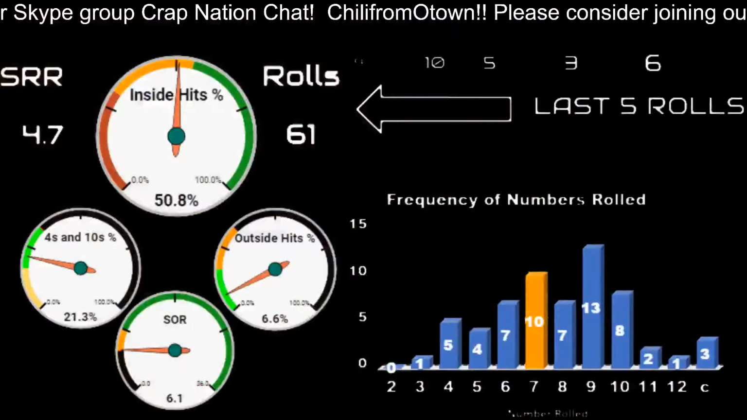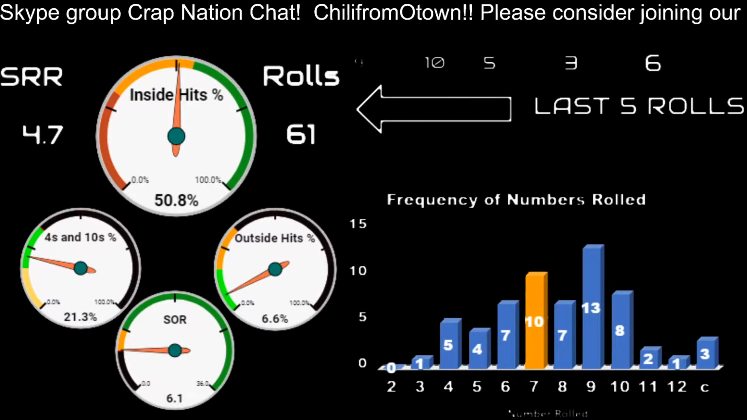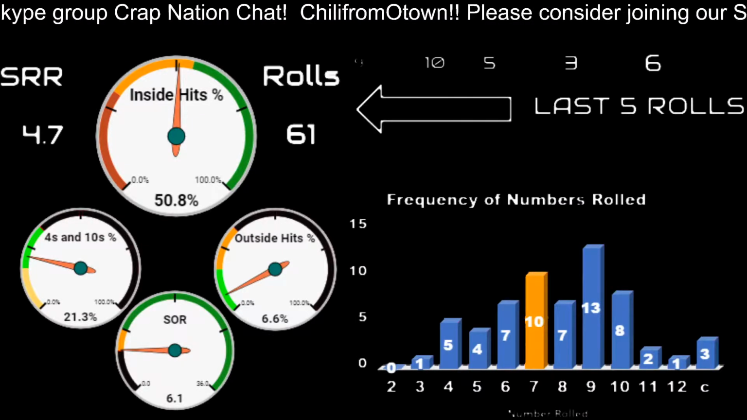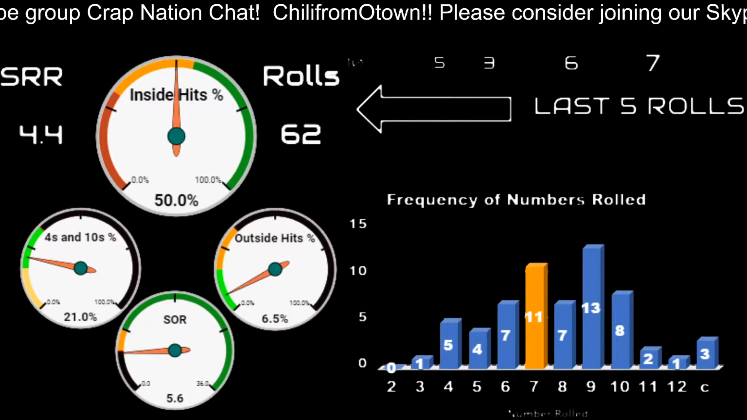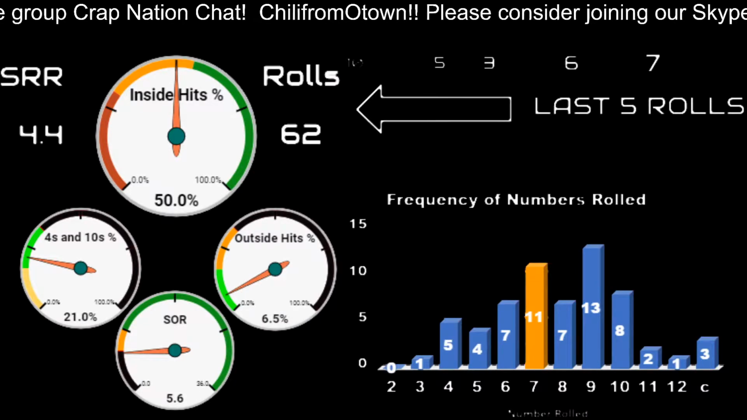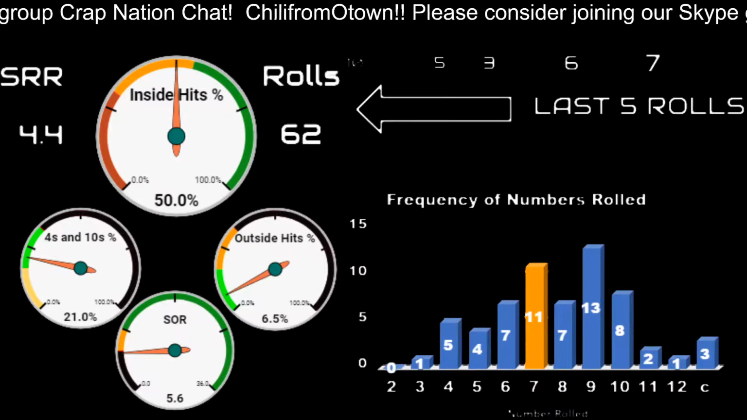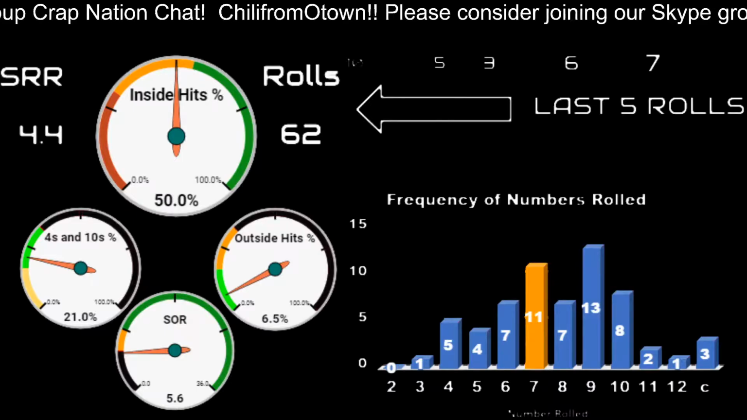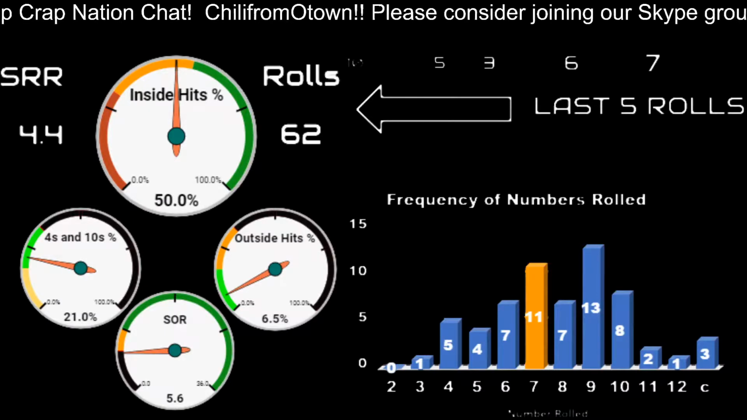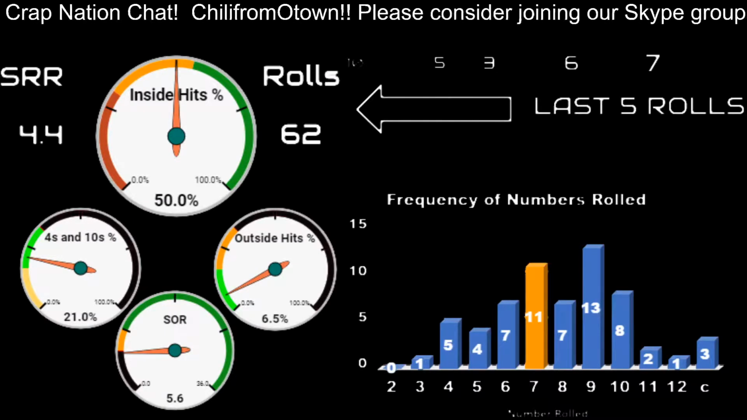Alright, so let's look at the stats. 10. Actually, I didn't mark that last 7 out. 7 out, that gives me 11. 7 outs out of 62 rolls. SOR of 5.6. I almost got it out of the black, but I prefer to be in the green.